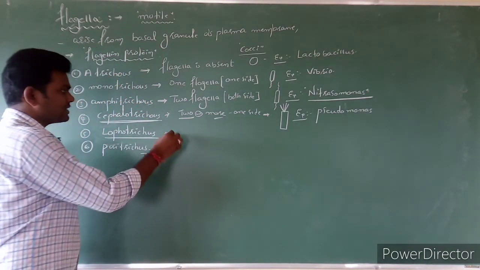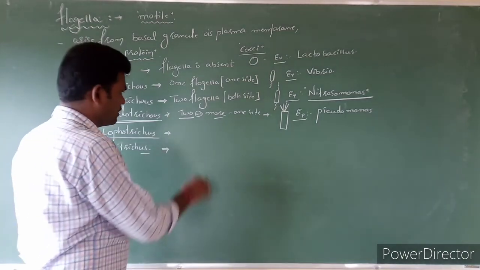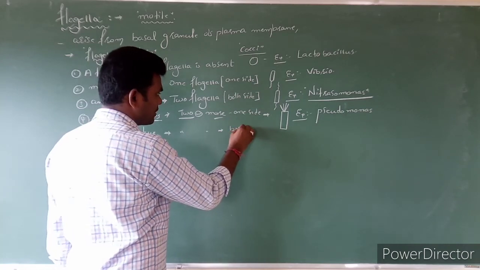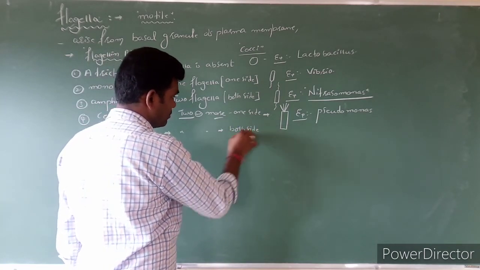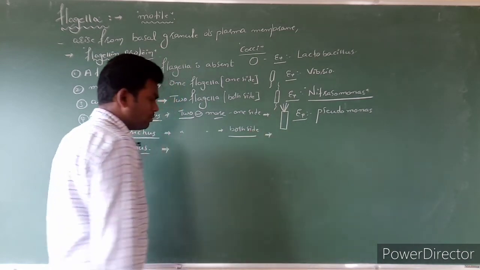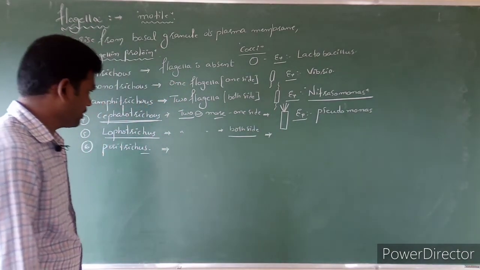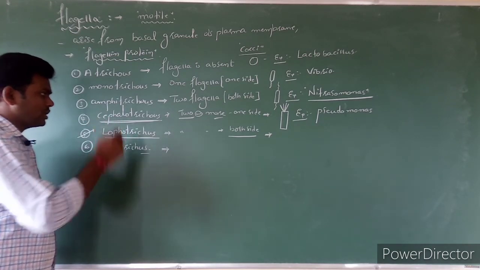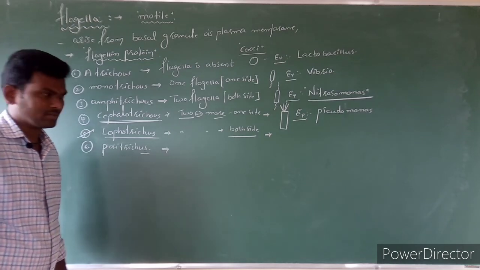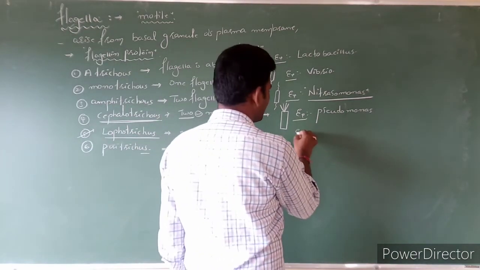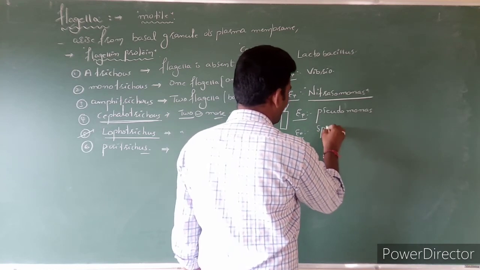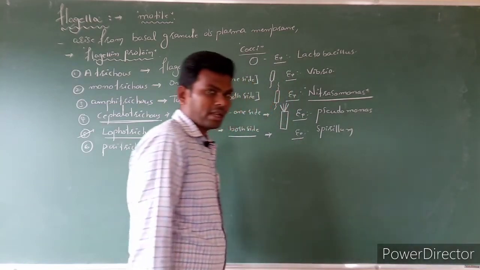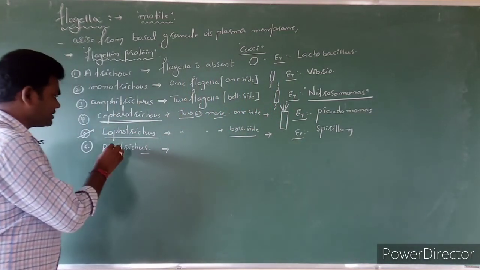Next, Lophotrichous bacteria. In this case, same as before, two or more flagella are present, but both sides contain a group of two or more flagella. So such type of bacteria, based on flagella, is called Lophotrichous bacteria. Example is Spirillum. The last one is Peritrichous.